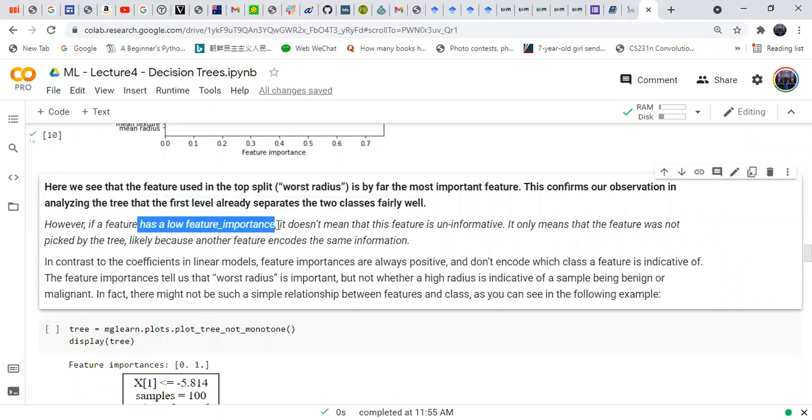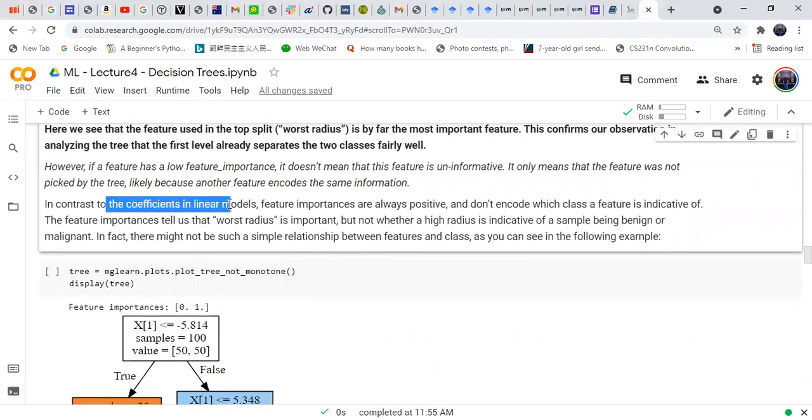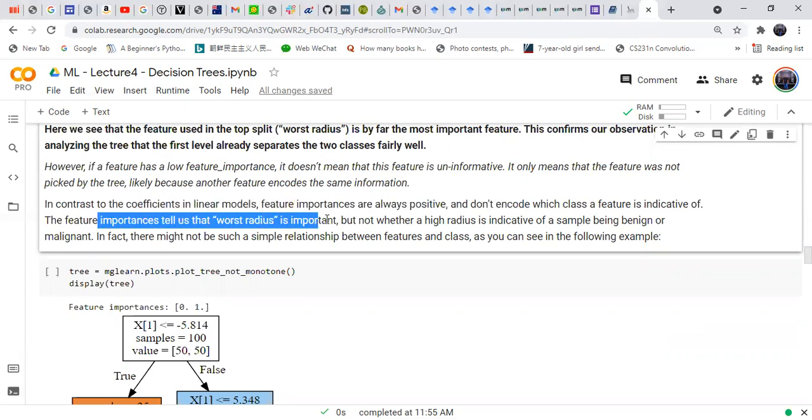However, if a feature has a low feature importance, it does not mean that this feature is uninformative. It only means that the feature was not picked by the tree, likely because another feature encodes the same information. In contrast to the coefficients in the linear models, feature importances are always positive and do not encode which class a feature is indicative of. The feature importance tells us that the worst radius is important, but not whether a high radius is indicative of a sample being benign or malignant.